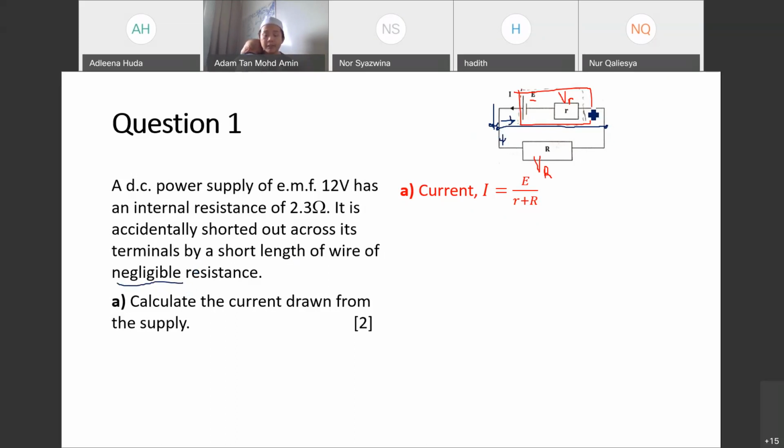And here we can also see Kirchhoff's current law, KCL. So for example, we have the current I generated by the EMF. Then we have I through the resistance R, and we have I short circuit here.